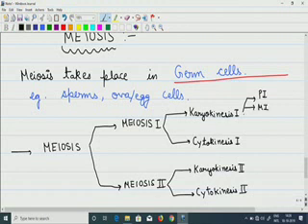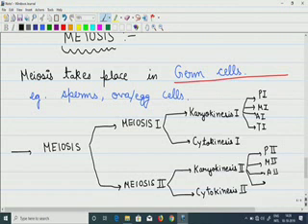Karyokinesis 1 is divided into prophase 1, metaphase 1, anaphase 1 and telophase 1. Karyokinesis 2 is divided similarly into prophase 2, metaphase 2, anaphase 2 and telophase 2.